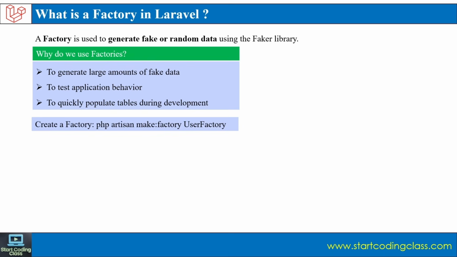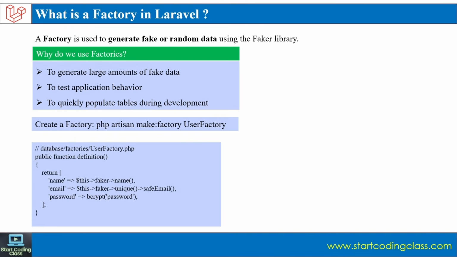If you want to create a factory in Laravel, you need to write in your command prompt php artisan make:factory UserFactory. It will create a file inside the database, inside the factories folder. This will create UserFactory.php, where the code is something like this: return name, $this->faker->name, email, $this->faker->unique()->safeEmail, and password is bcrypt('password'). So it will create random data.